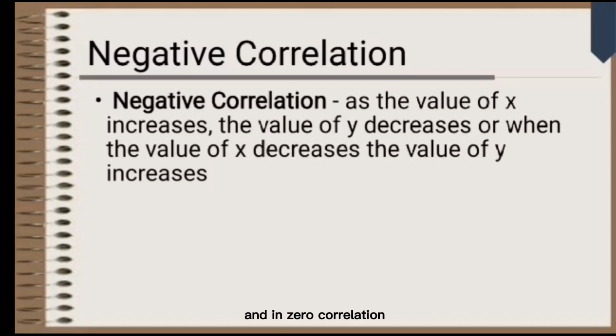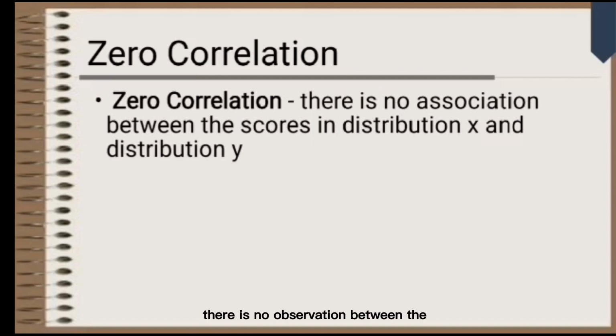And in zero correlation, there is no association between the scores in distribution x and distribution y. In other words, a zero correlation suggests that the correlation statistic does not indicate a relationship between the two variables. This does not mean that there is no relationship at all. It simply means that there is no linear relationship. A zero correlation is often indicated using the abbreviation r = 0. For example, the smarter you are, the later you'll arrive at work. See, it is not connected.